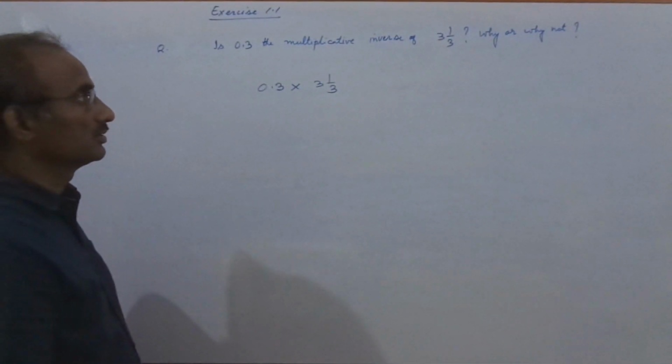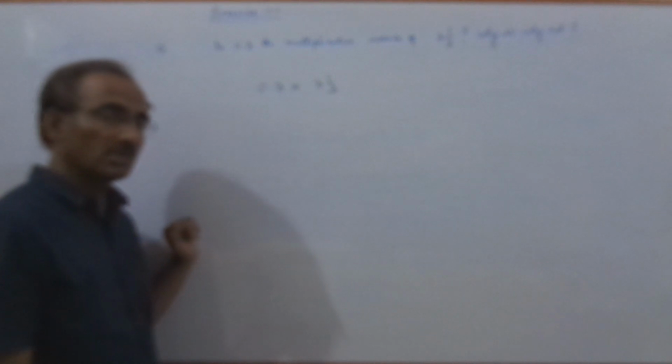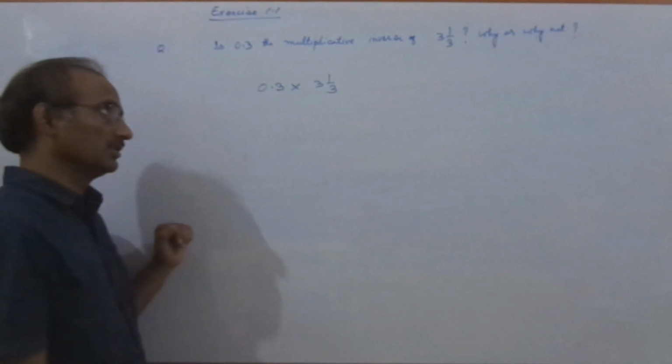Is 0.3 the multiplicative inverse of 3 whole 1 by 3? Why or why not? If we multiply 0.3 with 3 whole 1 by 3 and our product is 1, then we call that 0.3 is the multiplicative inverse of 3 whole 1 by 3. And if our product is not equal to 1, then we call that 0.3 is not the multiplicative inverse of 3 whole 1 by 3.